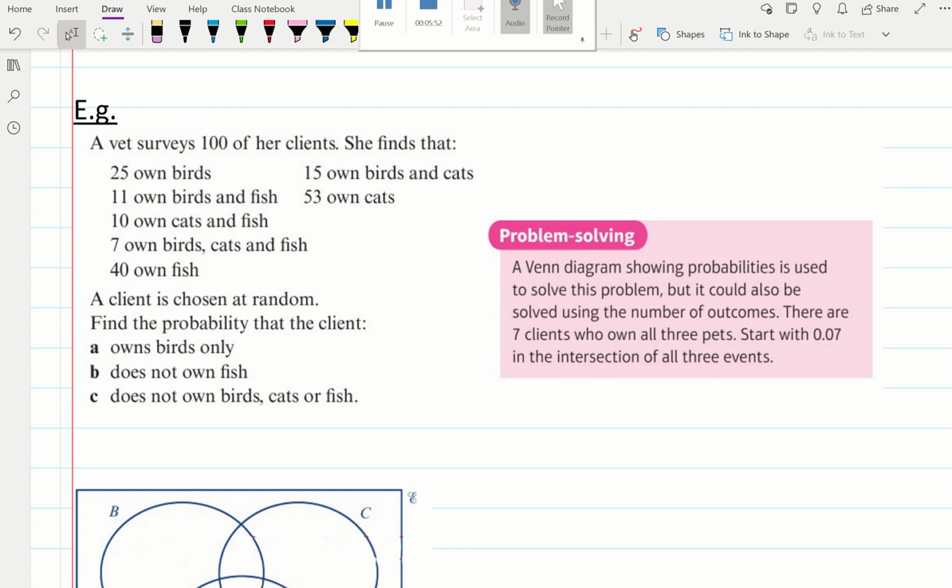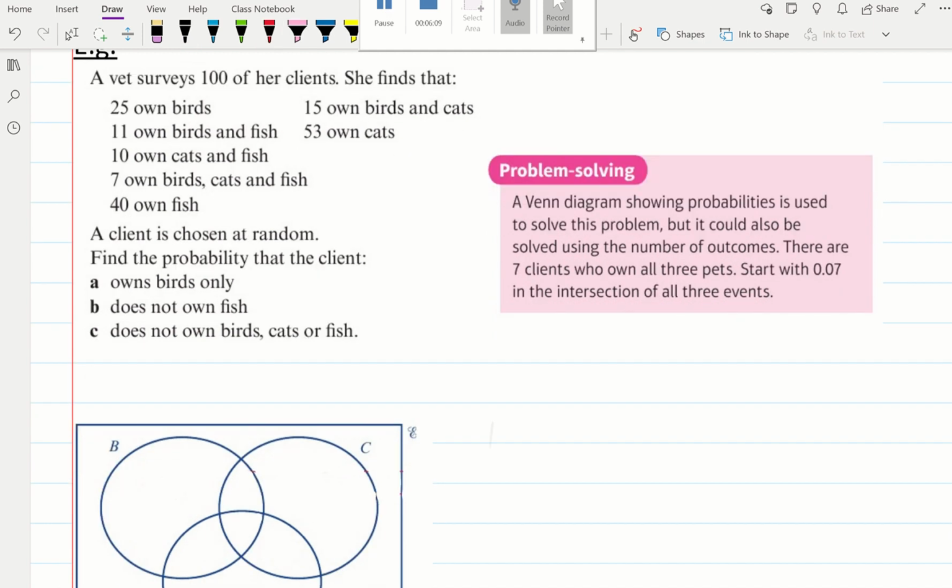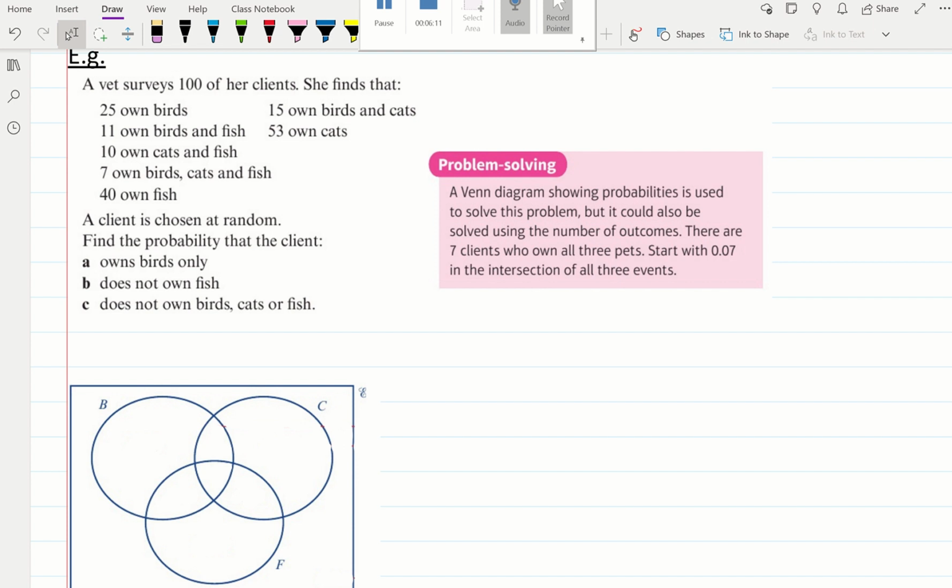Now, they didn't tell you to put this information in a Venn diagram, but it would be very helpful if you do that. And since you are finding probabilities, you can also put the probabilities in. Of course, it's all out of 100. Now, where do you start here? You start with the intersection of all three.